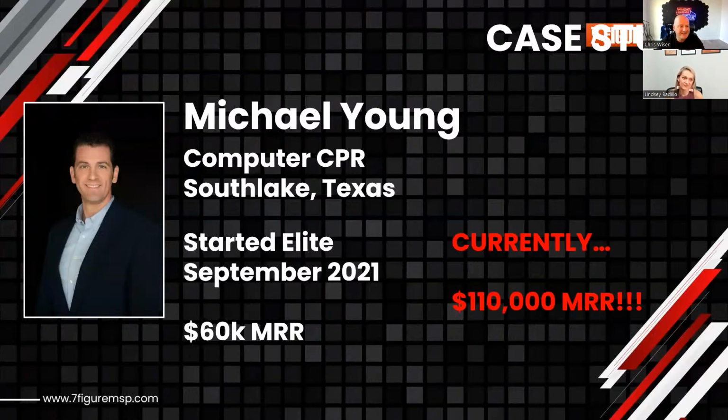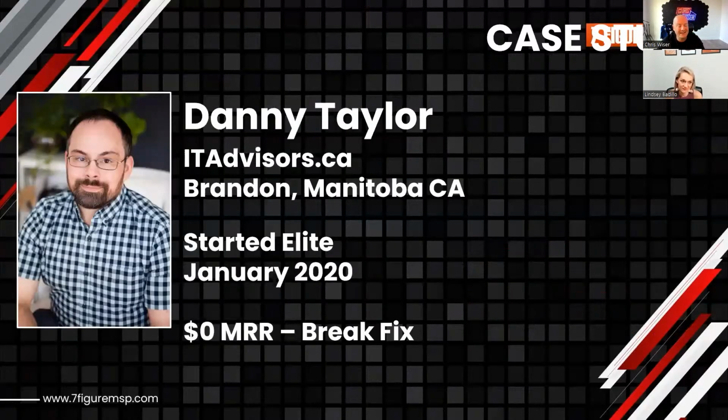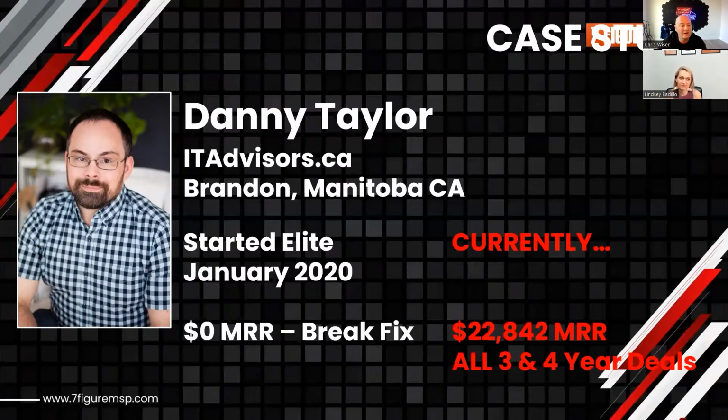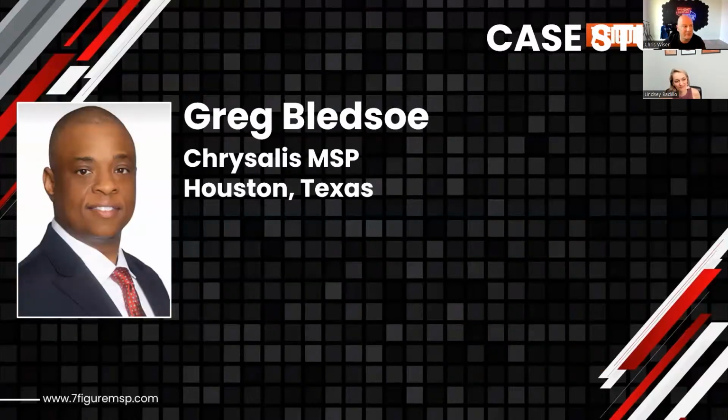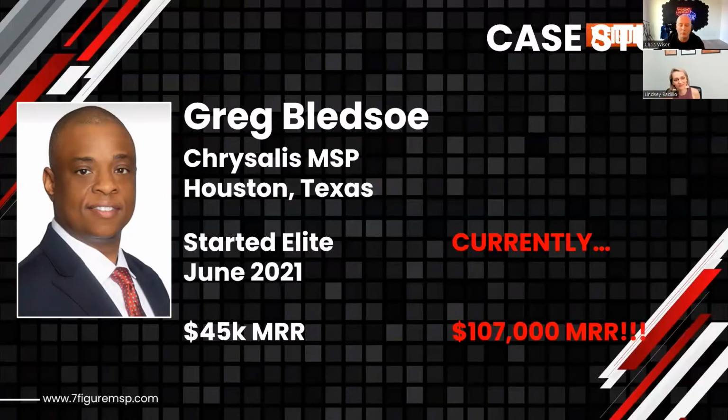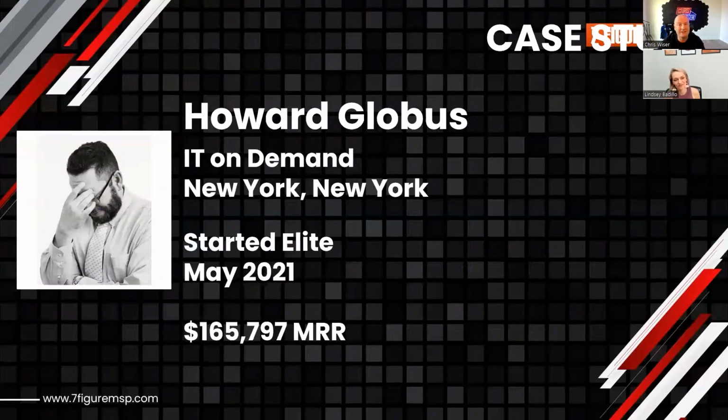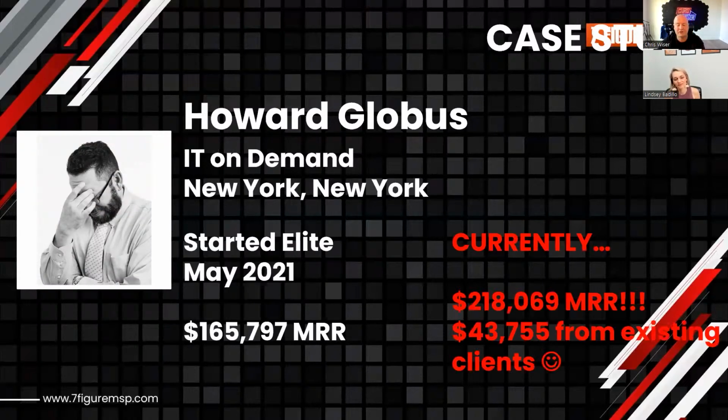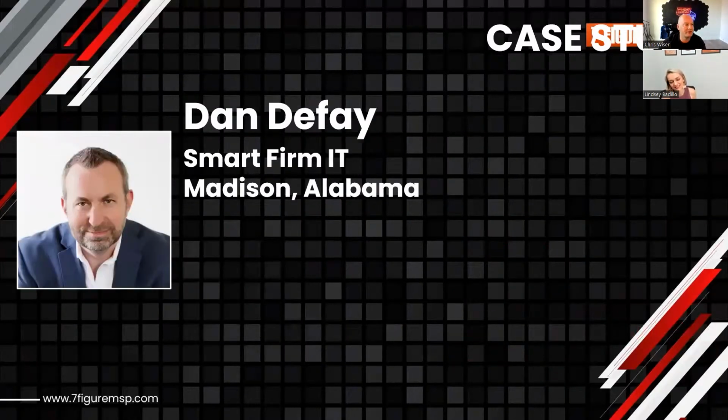Michael Young's in Dallas, started at 60K, currently at 110. Danny Taylor, another guy in Canada, has a break fix shop. He started at $0 of MRR, now at 23,000, all $3,000 and $4,000 deals. Meanwhile, the computer store is creating leads on the fly for him to actively work all the time. He's one of our marketing machine members. Greg Bledsoe in Houston has over doubled his MRR. Howard Globus is in Manhattan, the hardest market in the United States to sell. He was at 165, currently at 220. I think he's about 240 right now. I just saw him the other day.